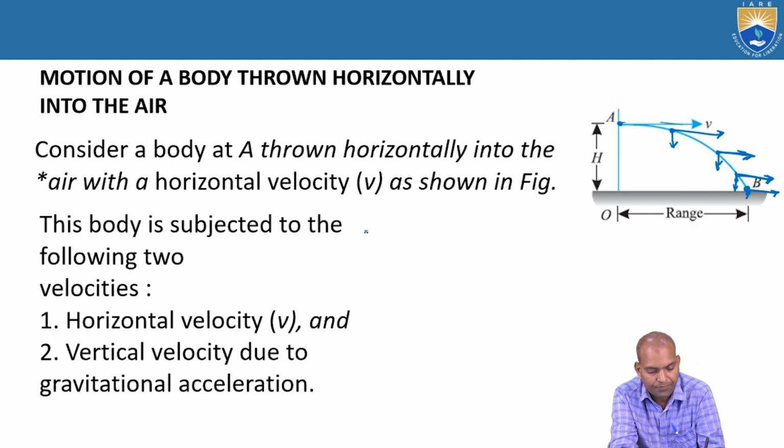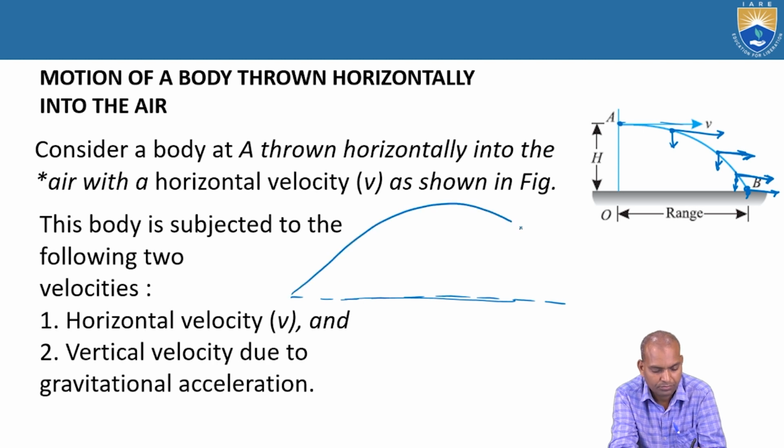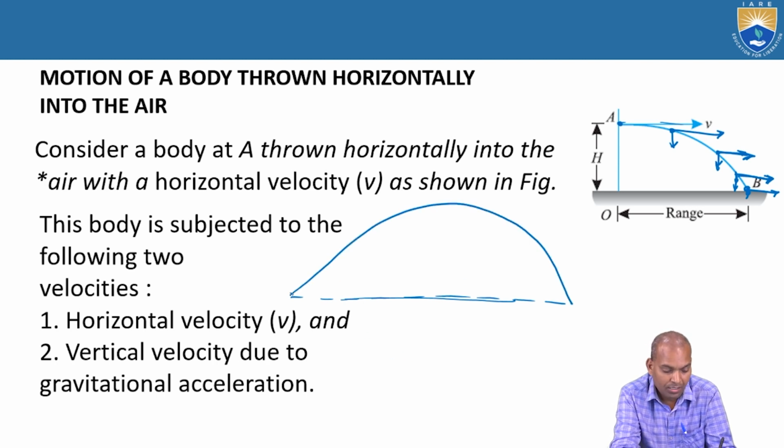Suppose we consider the path of a projectile. There is a horizontal component and a vertical component. If you consider the particle here, the projectile, then it has Vx, and here Vy. When it reaches here, Vx remains the same, but Vy is very small, 0. When it reaches this point, Vx remains the same, whereas Vy comes down.